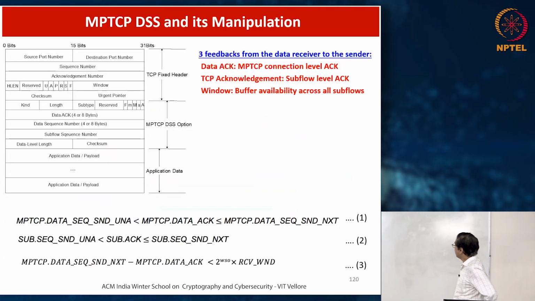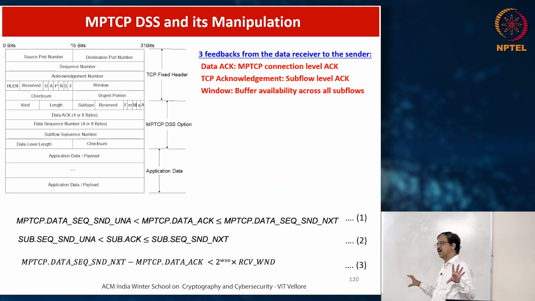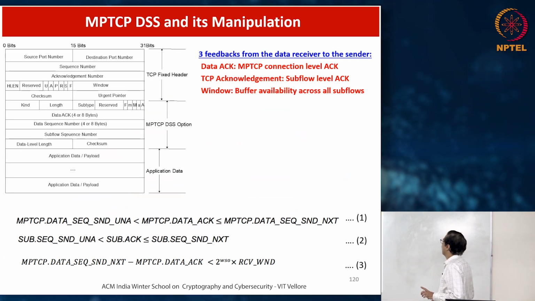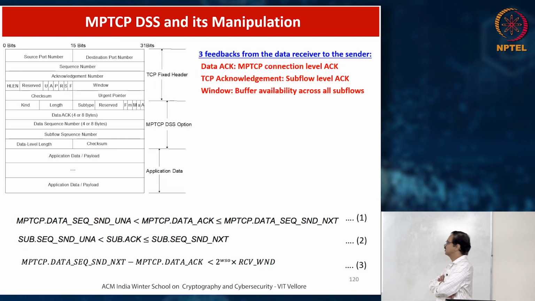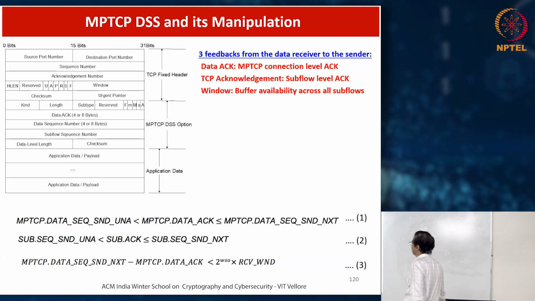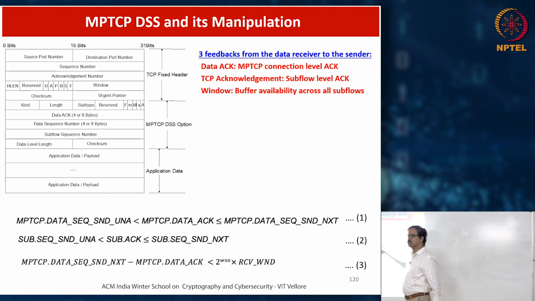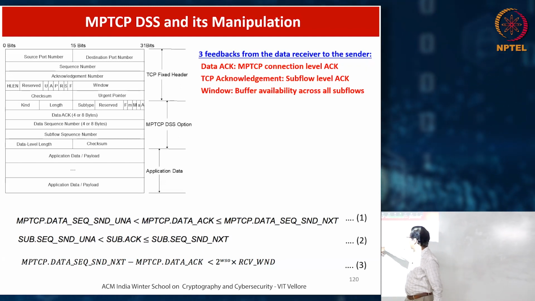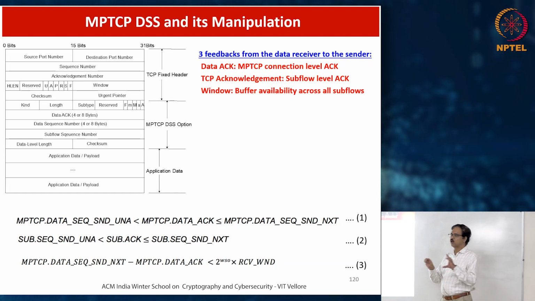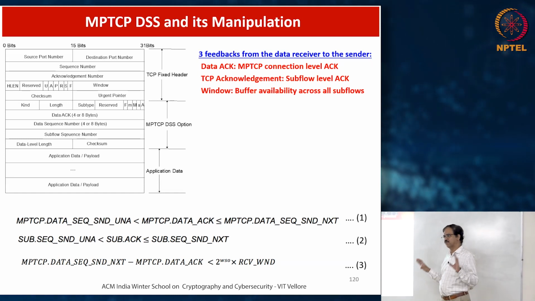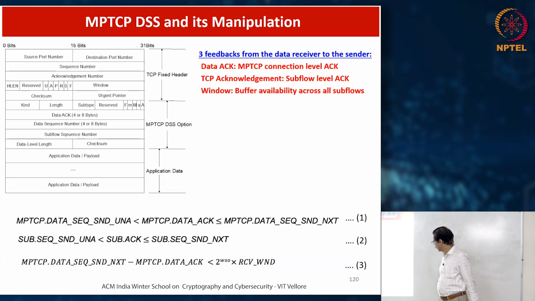So after that, it stripes the data across multiple flows, and it uses something called a data sequence signal for this purpose. The traditional TCP has only one sequence space, right? So here you will see a data sequence number, which is a sequence number across the entire MPTCP connection. So that is uniform across all of them.